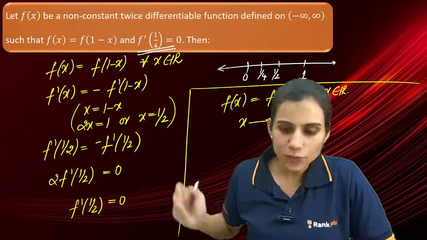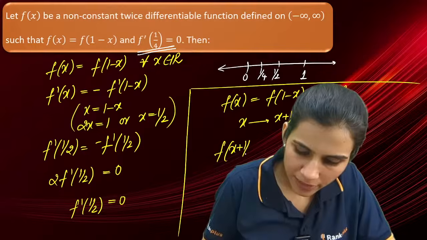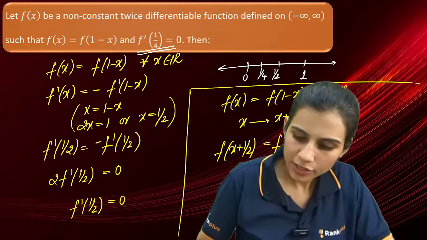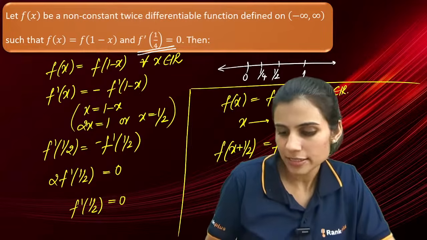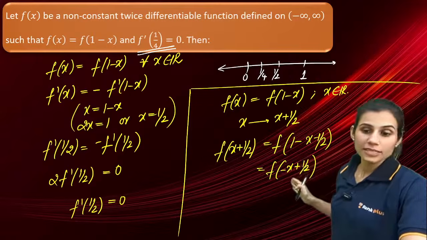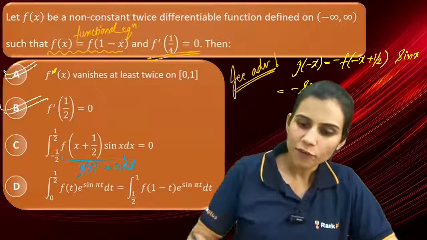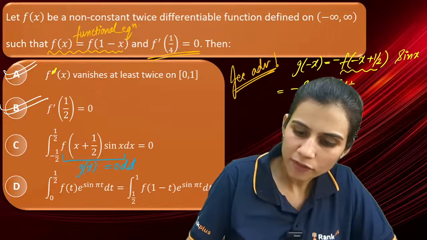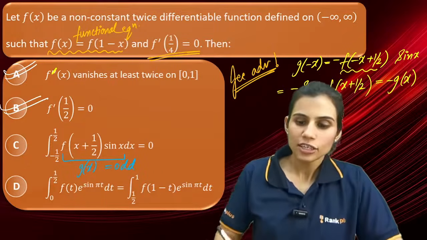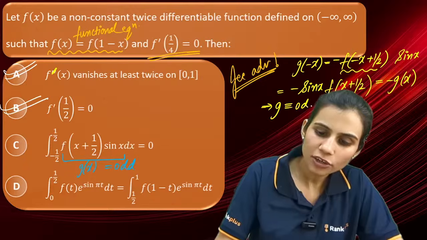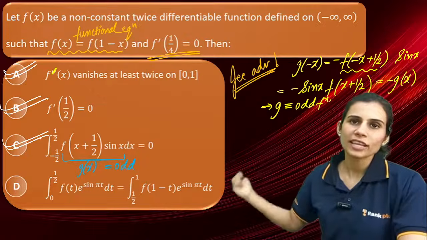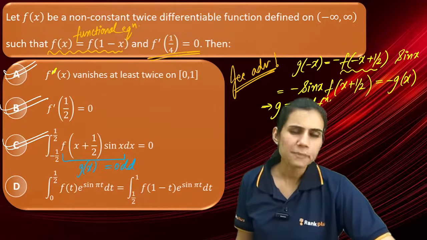Like now I will replace x with x plus half. So you get f of x plus half is equal to f of 1 minus x minus half. So this is f of minus x plus half. That means f of minus x plus half is equal to f of x plus half. Now, what is this? This is minus of g of x. So this implies g is an odd function. The moment g is odd, definitely its integral from minus a to a will come out to be 0. No doubts about it. A, B, C all are correct.